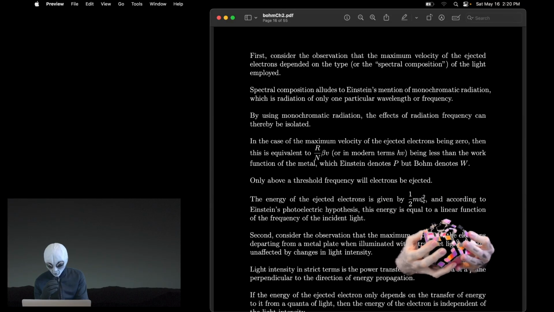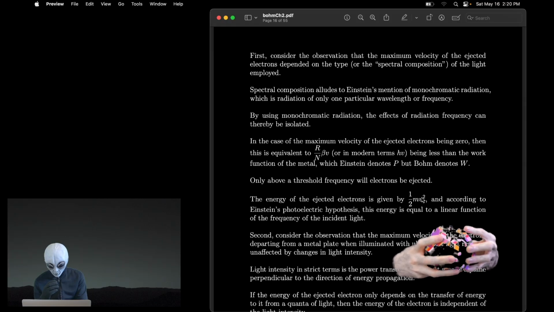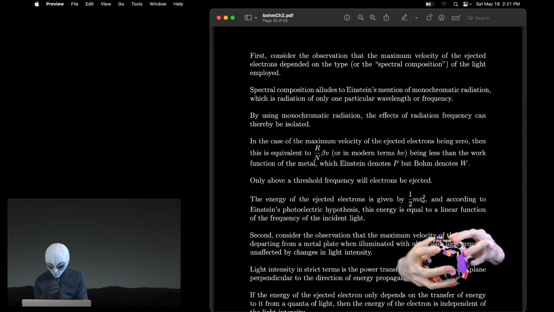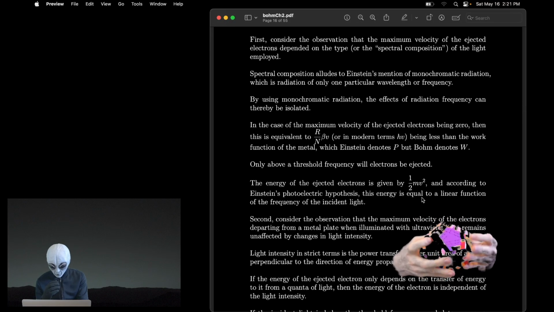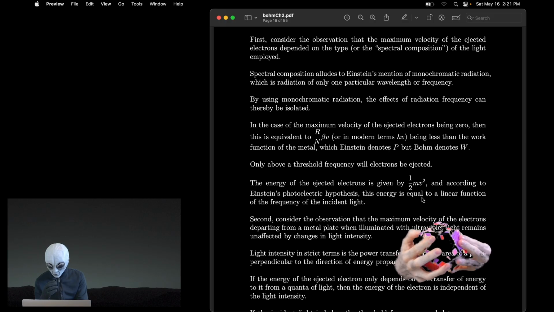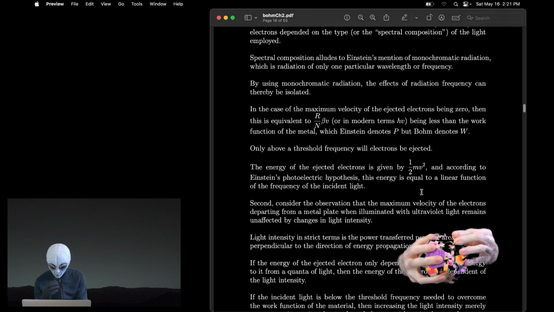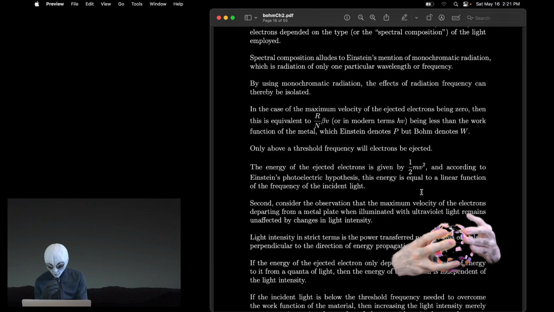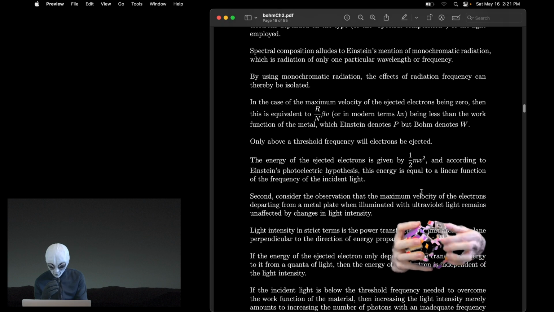First, consider the observation that the maximum velocity of the ejected electrons depended on the type or the spectral composition of the light employed. Spectral composition alludes to Einstein's mention of monochromatic radiation, which is radiation of only one particular wavelength or frequency. By using monochromatic radiation, the effects of radiation frequency can thereby be isolated.